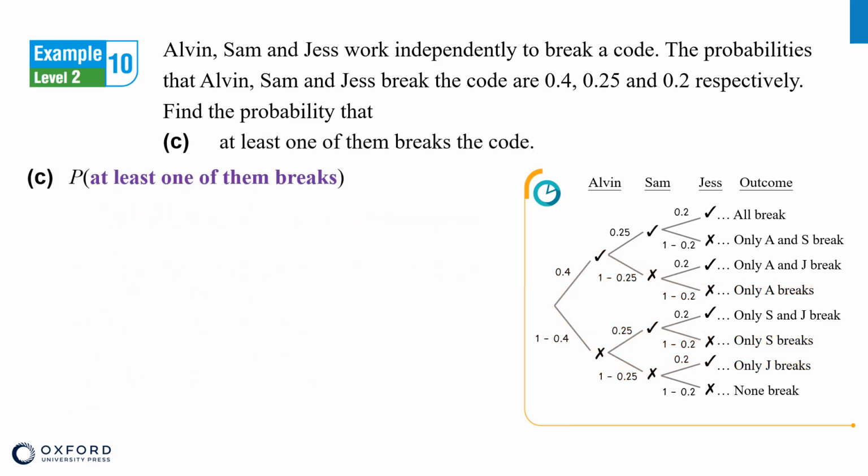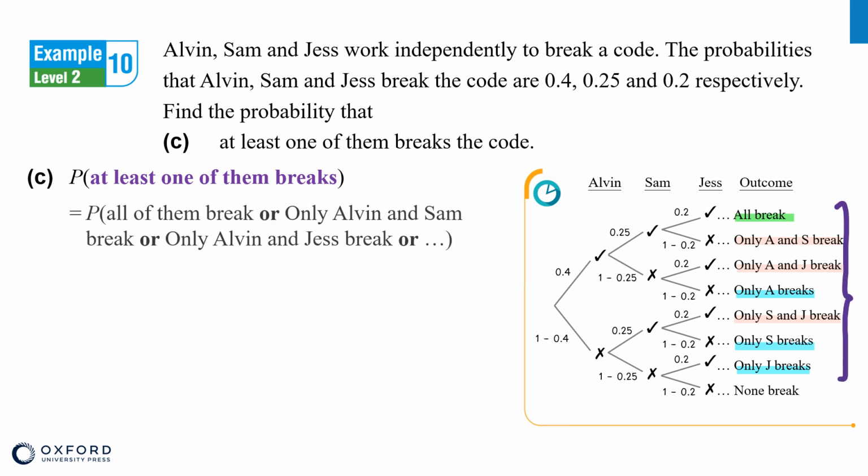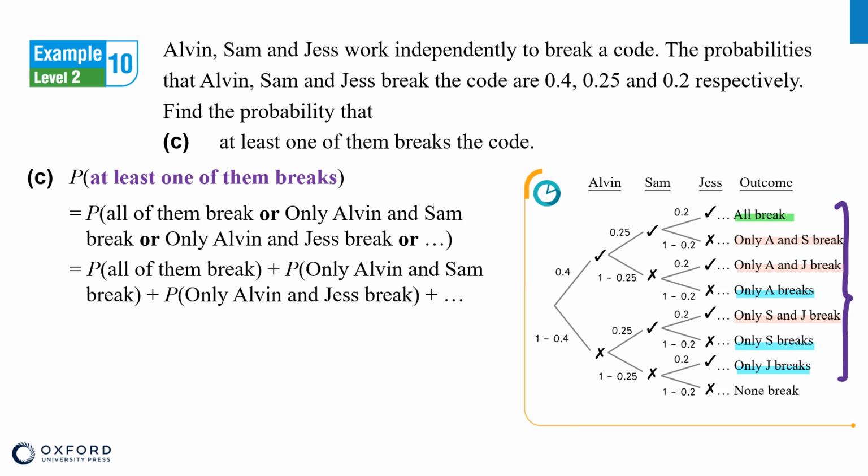Part C. We need to find the probability that at least one of them breaks the code. At least one of them breaks the code includes the events that all 3 of them break the code, any cases where 2 of them break the code, and any cases where one of them breaks the code. That is, these 7 outcomes. We can work the answer as in Part B by adding up the probabilities of these 7 outcomes.